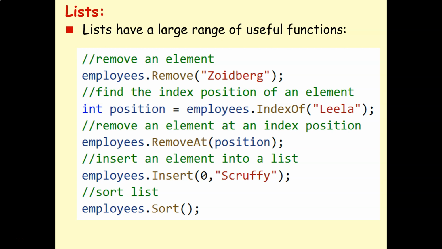So I can just call the name of the list and use .Remove. Nice and easy to get rid of a value. I can find the index position of an element by using .IndexOf. So it returns a number that tells you the index where that's found. We can remove an index position by using RemoveAt. We can insert a value and increase the size of our list by using Insert. And we can sort it by using .Sort. There are lots of other lovely methods that we can use with lists to make them really useful in our coding.